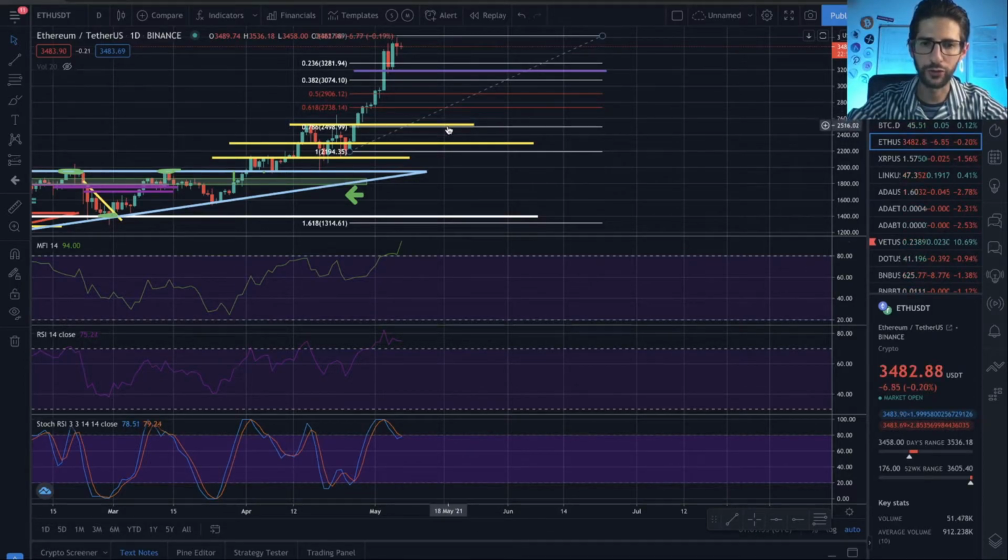What we don't need to do is break the 2,500 right now, which is still possible, but this uptrend needs to cool off a little bit and get some support at these levels.